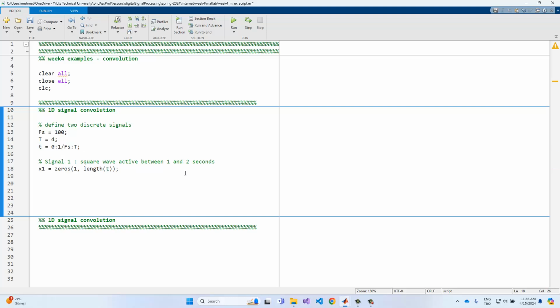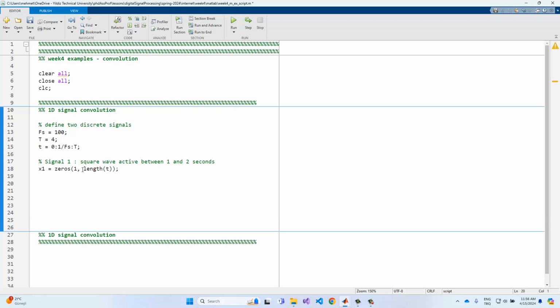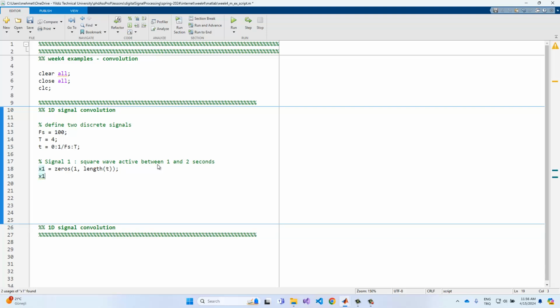Okay, and so we need to assign the square wave for this signal. x1 can be conditioned with t greater than or equal to 2 and t smaller than or equal to 3 must be assigned with 1. Okay, we can assign any signal in the array structure of MATLAB by using this notation. Okay, and so when this condition is true, then these indices are assigned with the 1 value.